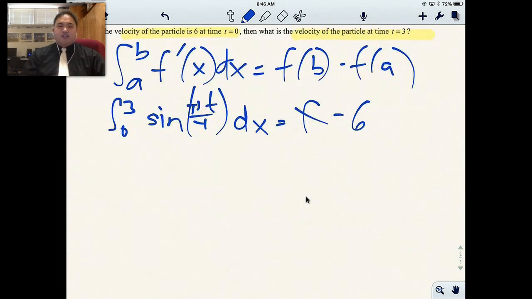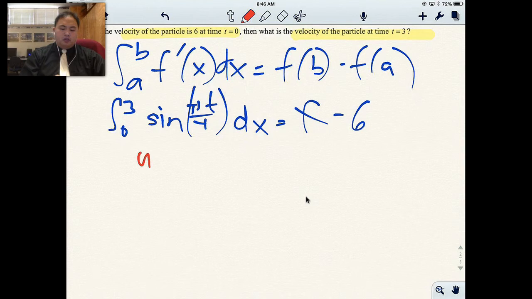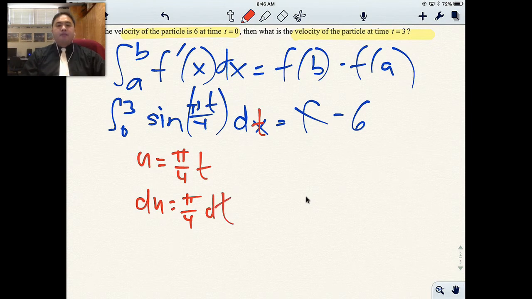Okay, antiderivative of sine of pi t over 4. Some of you are saying, I have no idea how to do this. It's okay, we did some practice yesterday. I can't do this as it is, so I'm going to do a side calculation and do u substitution. u will be the inside of my parentheses, pi over 4 t, which means du is pi over 4 dt. Sorry, this should be a t. And to replace dt, multiply both sides by 4 over pi: 4 over pi du equals dt.